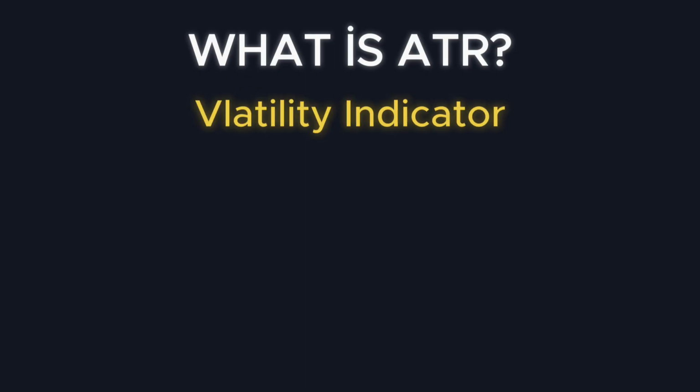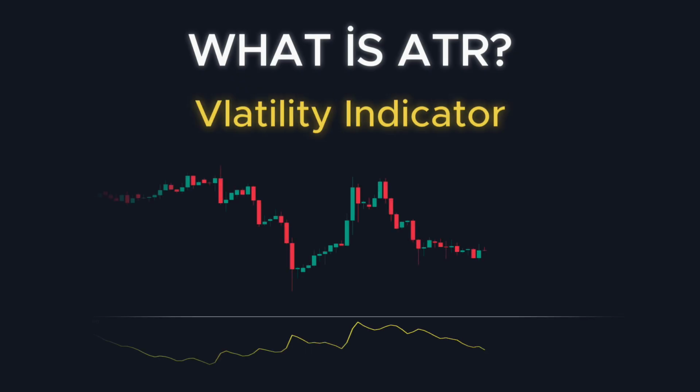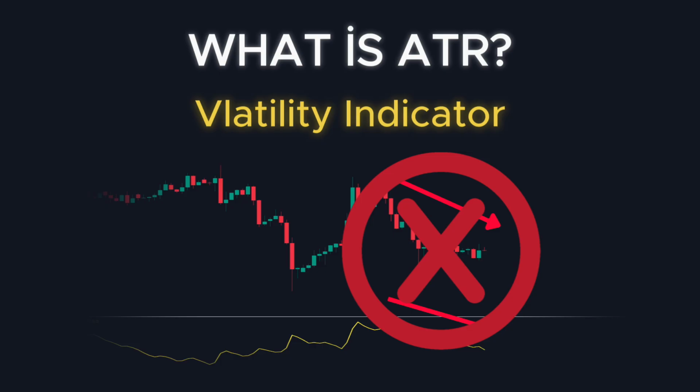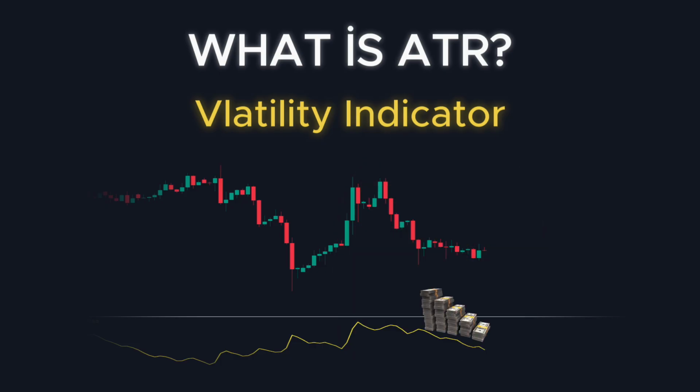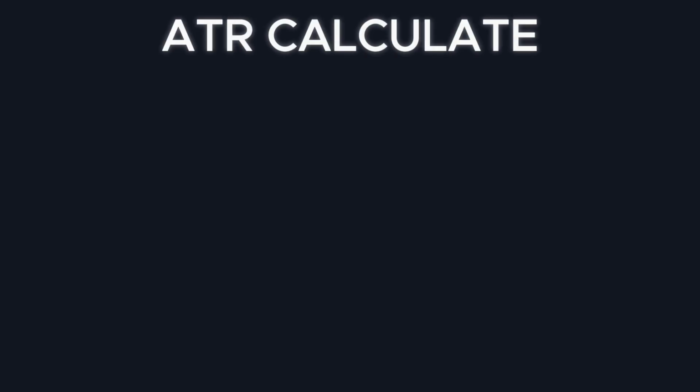What is ATR? The average true range is a volatility indicator. In simple terms, it shows you how much the price of an asset moves over a certain period. It helps you see the average range the market can move up or down in a given time. It's important to remember that ATR doesn't tell you the direction of the price, it just shows you how volatile the market is.